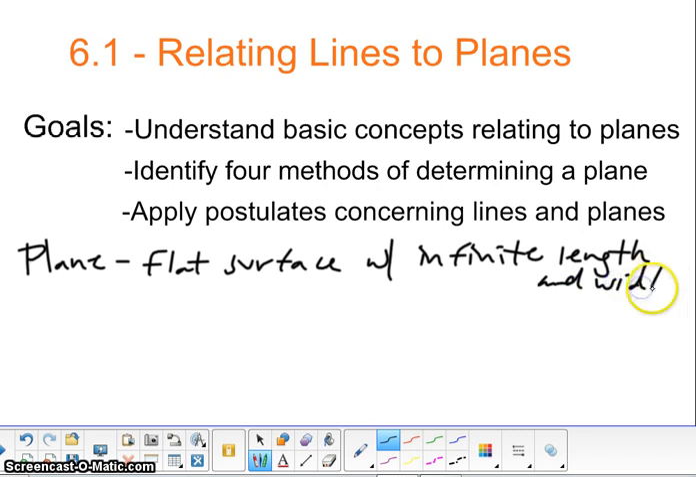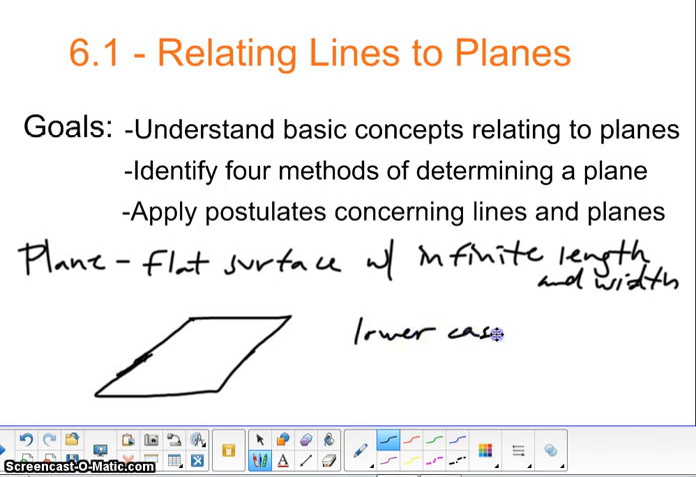And when we draw them, you're going to see planes represented with a parallelogram shape. So you can use your geometry to make a nice sketch of that. Also, a plane is going to be a lowercase letter in one of the corners. For this one, I'm just going to put an M, so we would call this plane M. And again, it's the lowercase letter.